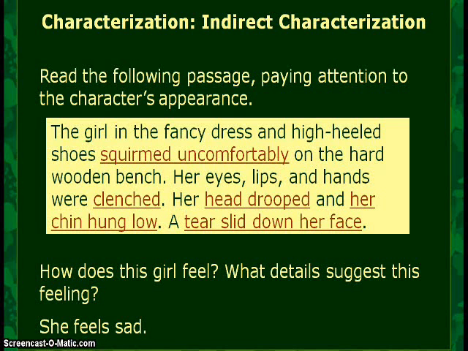She feels sad. If you look at squirmed uncomfortably, if you're squirming and you're uncomfortable, that's usually a negative description. You're not feeling good. If your hands are being clenched, it's usually a sign that you're upset. Head drooping, chin hung low is an indication of sadness. And the final nail in the coffin would be tears sliding down your face. Typically, people cry when they're upset and when they're sad.